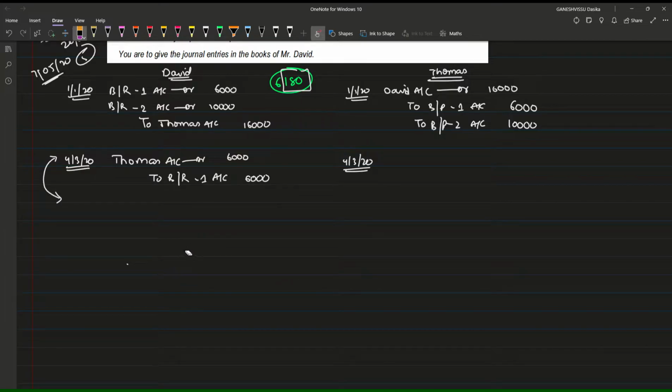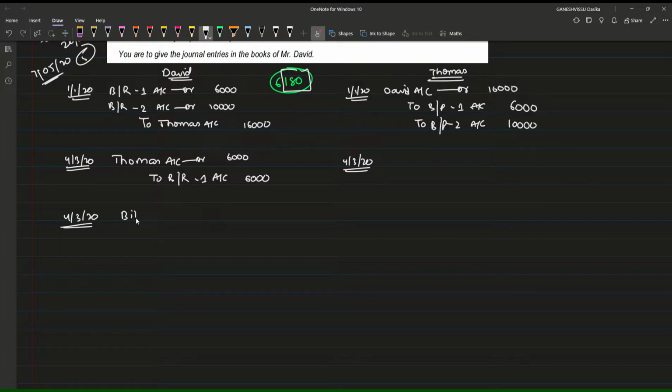So the first bill has been reversed because the amount is not payable by him. So the first bill has been dishonored, for which we add the entry Thomas account debtor to bills receivable 1 account. And now, adding together with interest, we are going to pass the third entry, that is on 4th March 2020.